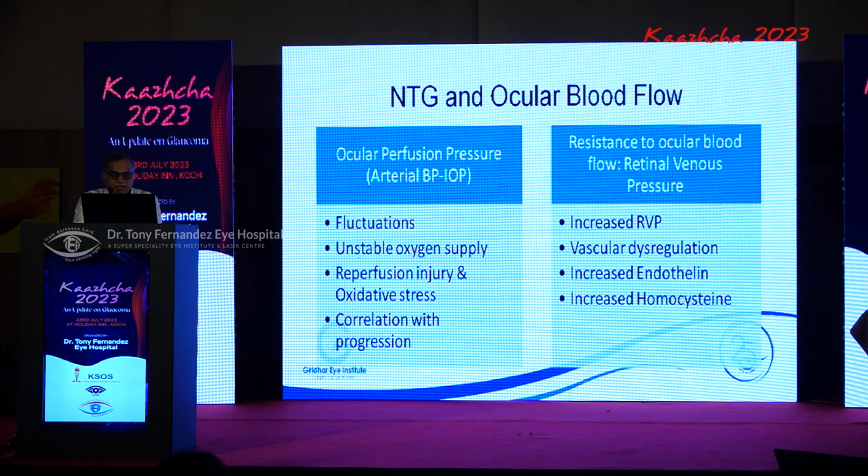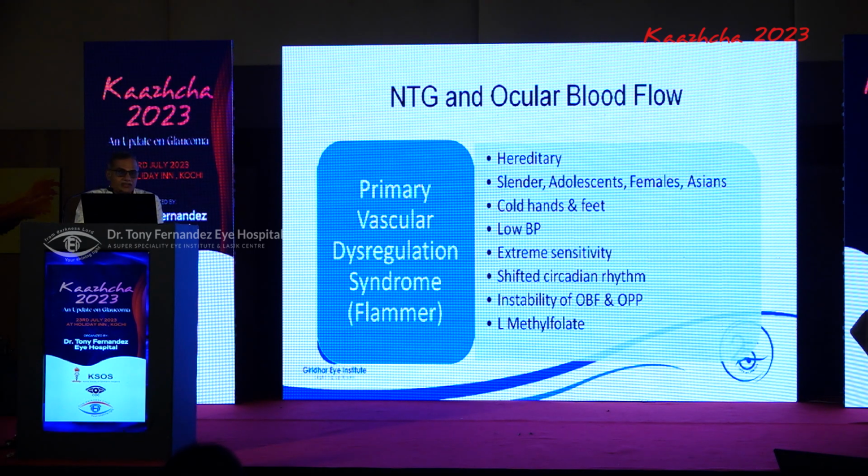with progression in NTG. Another factor that is becoming more prominent is resistance to ocular blood flow in the form of increased retinal venous pressure. This again is a manifestation of dysregulation, and such patients have increased endothelin and homocysteine levels. This could also be a part of systemic venous dysregulation.